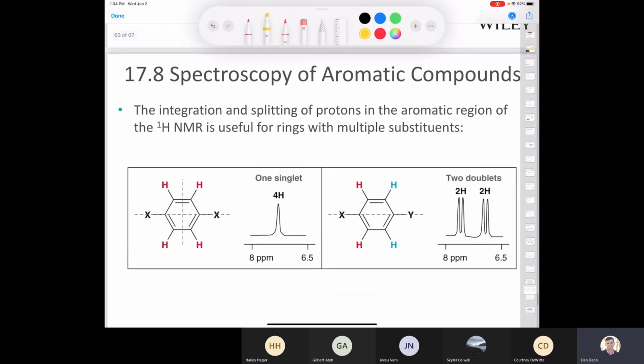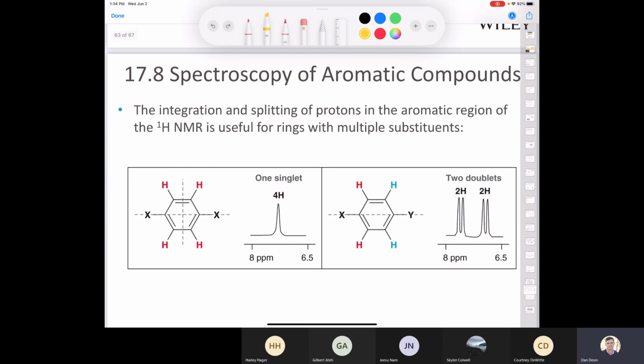Also some other interesting things. If you have a symmetrical para-substituted aromatic ring, you're only going to see 1 singlet, because there's going to be no splitting. Remember that all 4 of these protons are identical. Protons that are in identical environments don't split each other.